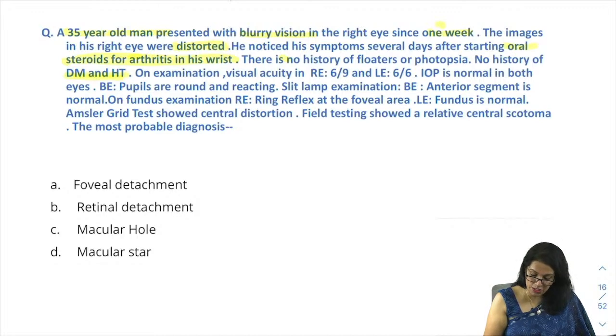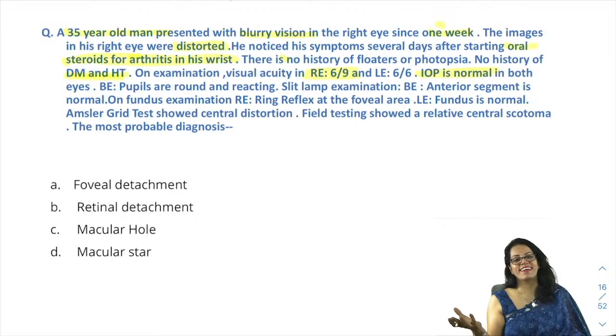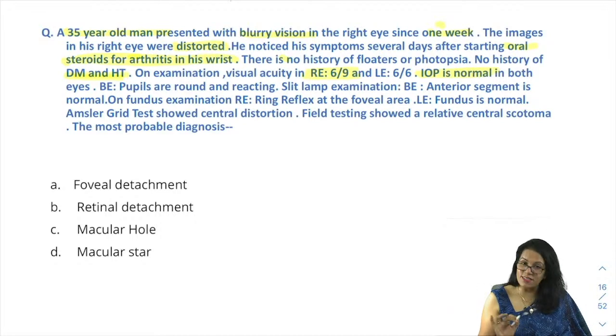Let's keep reading the question before answering. On examination, visual acuity in the right eye was blurry vision. Vision is a little less. IOP is normal, so generally not related to the pressures. Pupils round reacting. Okay, very important information. When we look at the slit lamp, both eye anterior segment is normal. Stop thinking about it. We have already stopped thinking about the anterior segment because I am looking at the options, and there's something in the retina, we know that. So the anterior segment is normal.